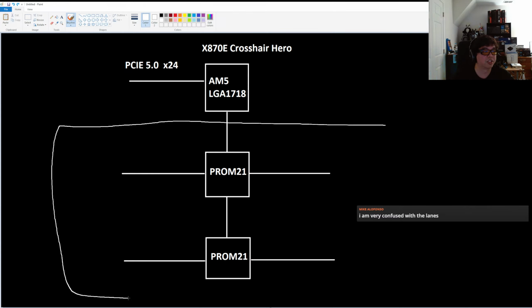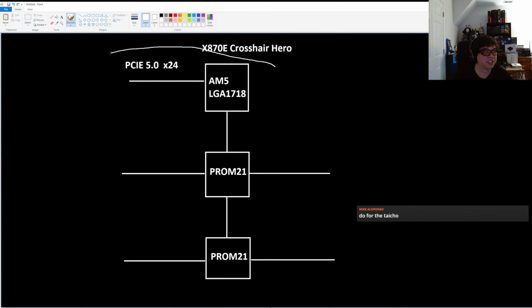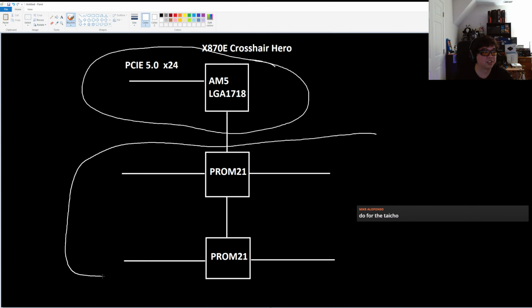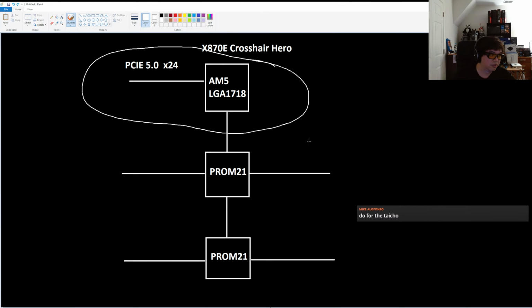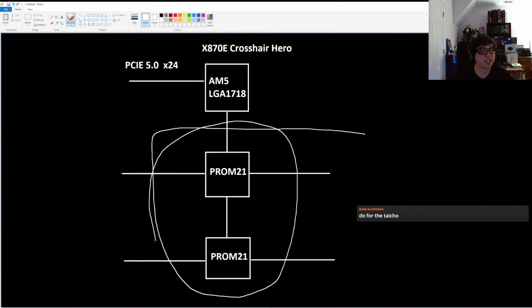The chipset is actually this. You can think of it like the backbone of the motherboard in terms of all the connectivity. But this is the CPU. This is the actual chipset. And because it's X870E, it is dual chipset. It has 2 of them.